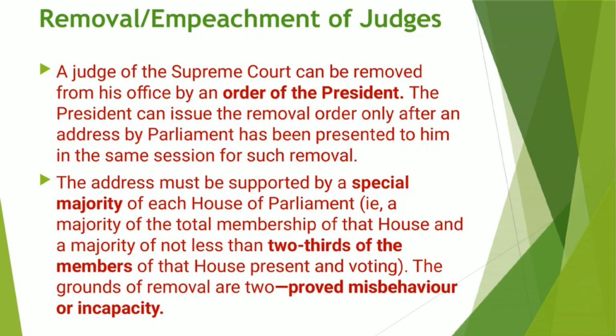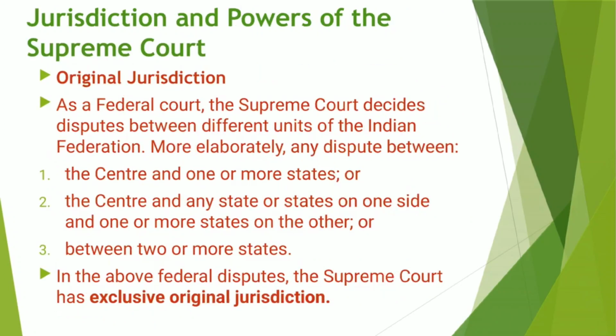If the President of India believes that the judge has misbehaved with the Constitution, or if the President believes that the judge is not capable enough to deliver his duties genuinely, then the President can issue the removal order. This is done only after the Parliament addresses him for such removal. And this address has to be passed by the special majority, that is two-thirds of the majority of the members present and voting in the Parliament before sending it to the President's office.